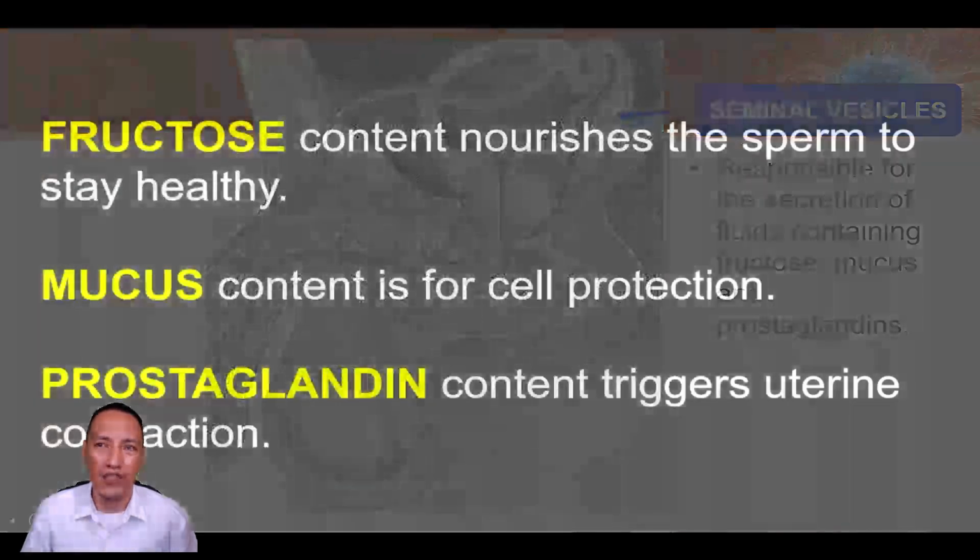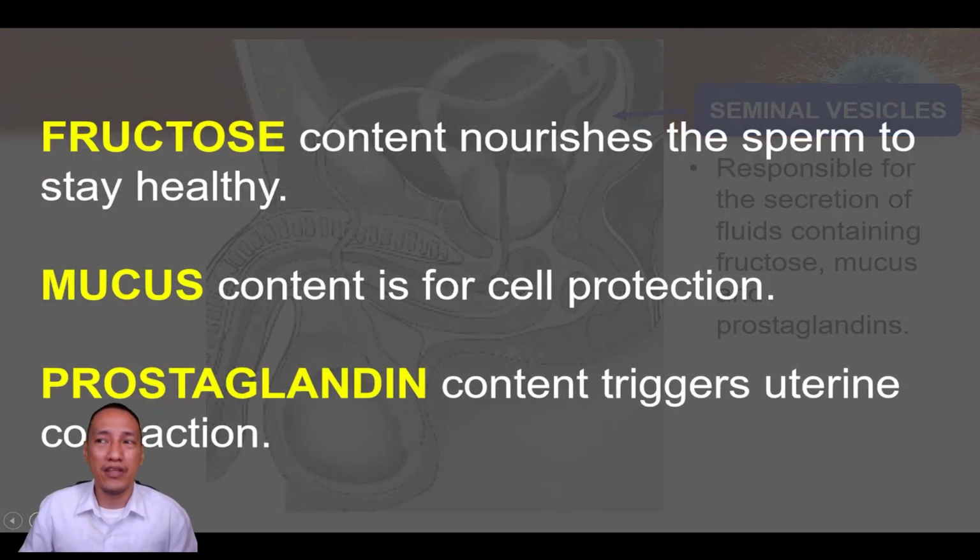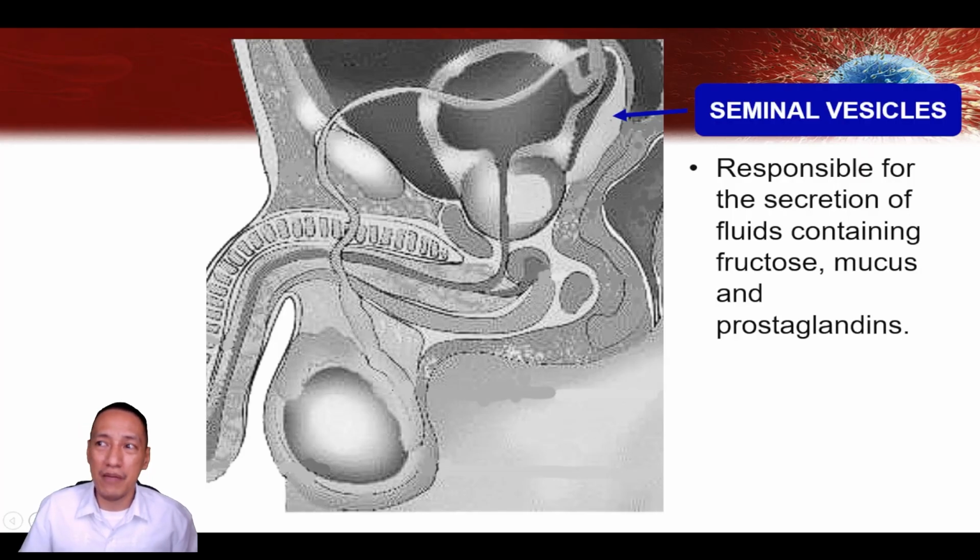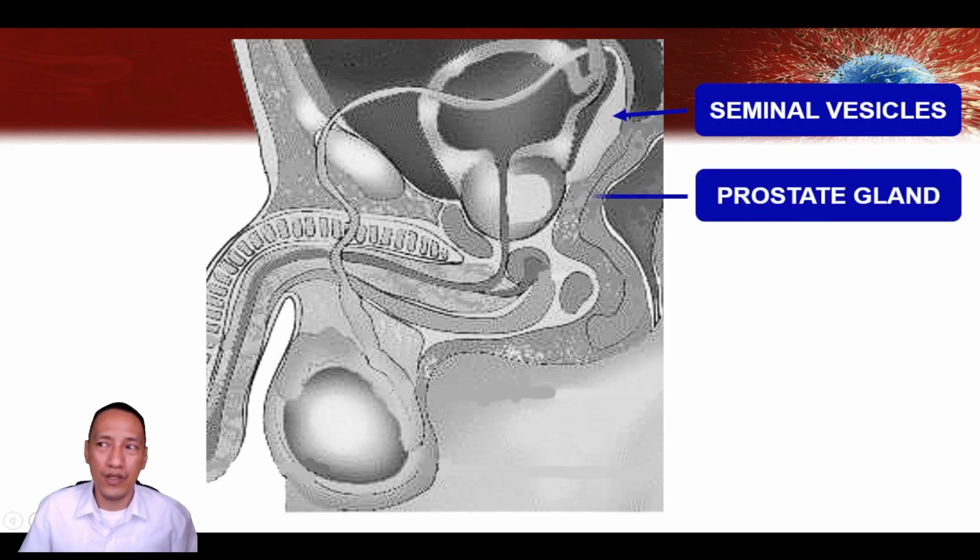Bigyan natin ng definition. Sabi ko nga yung fructose ay yung content na nag-nourish sa sperm to stay healthy because they contain sugar-rich content para manatiling energetic ang mga sperm cell. Yung mucus is to protect the sperm cell at yung prostaglandin content triggers uterine contraction. Pag sinabing uterine, ito ay may kinalaman sa uterus ng babae at pag sinabing contraction ay yung paghigpit. So meron palang chemical or substance sa katawan ng lalaki na nakakaapekto ng physical sa katawan or reproductive organ ng babae. Yan yung prostaglandin. So mula sa seminal vesicle, we now go to prostate gland.